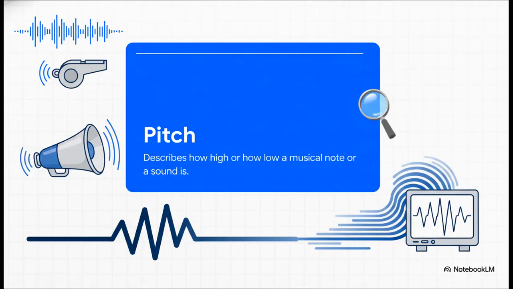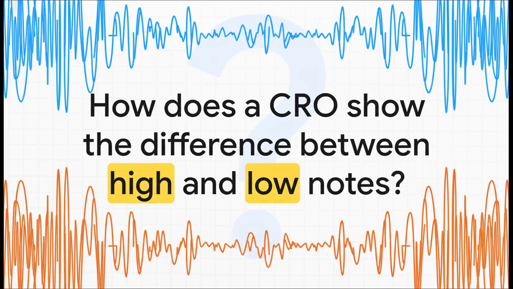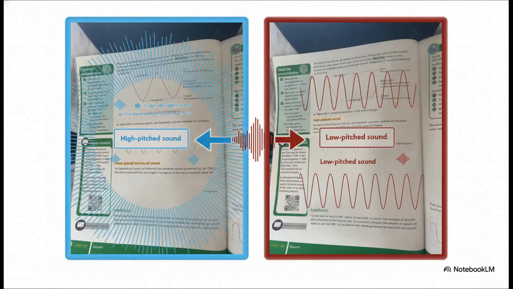We all know what pitch is. It's what makes a tiny bell sound high and a big tuba sound low. But that's just what our ears tell us. The CRO is what lets us see what's actually physically different between those sounds. So, what's the visual giveaway? When we show the CRO a high-pitched sound versus a low-pitched one, what do you think we're going to see? What's the clue? And whoa, there it is. The difference is crystal clear.